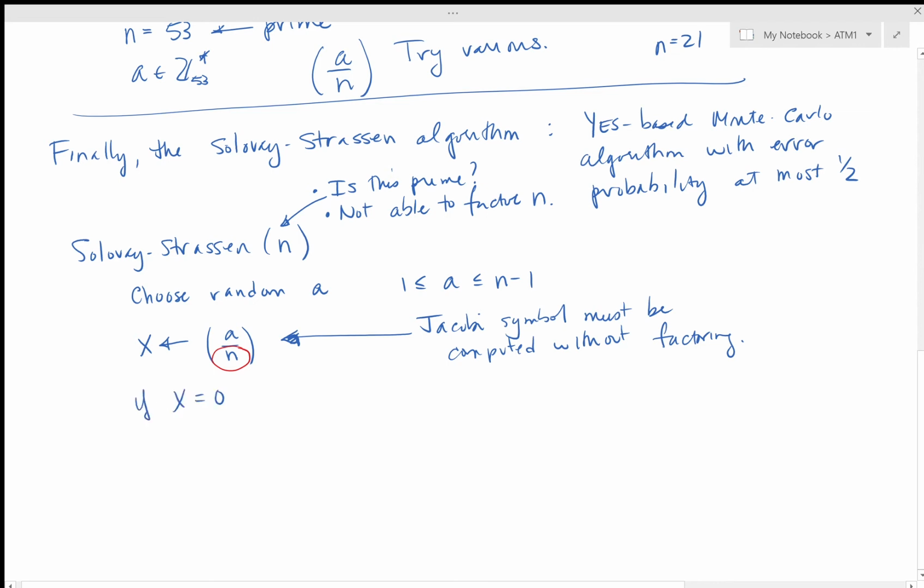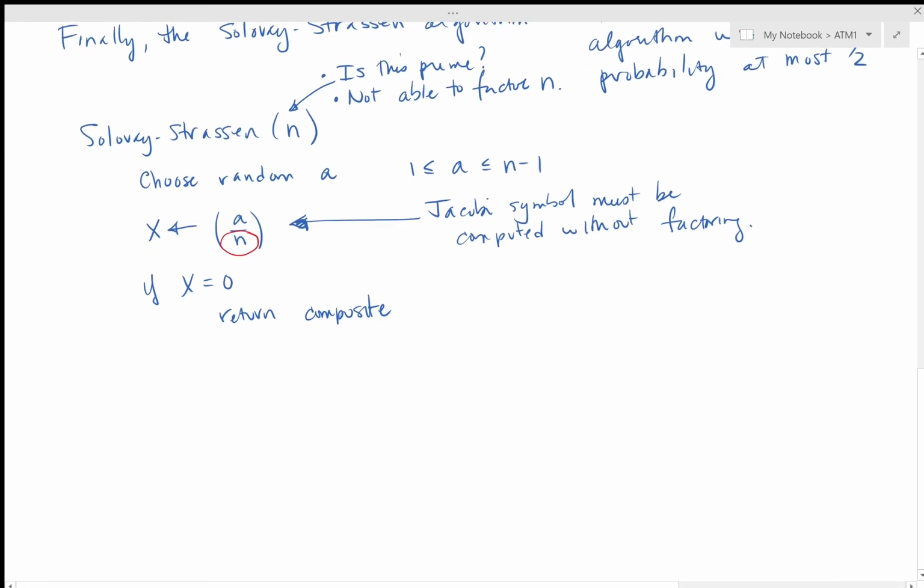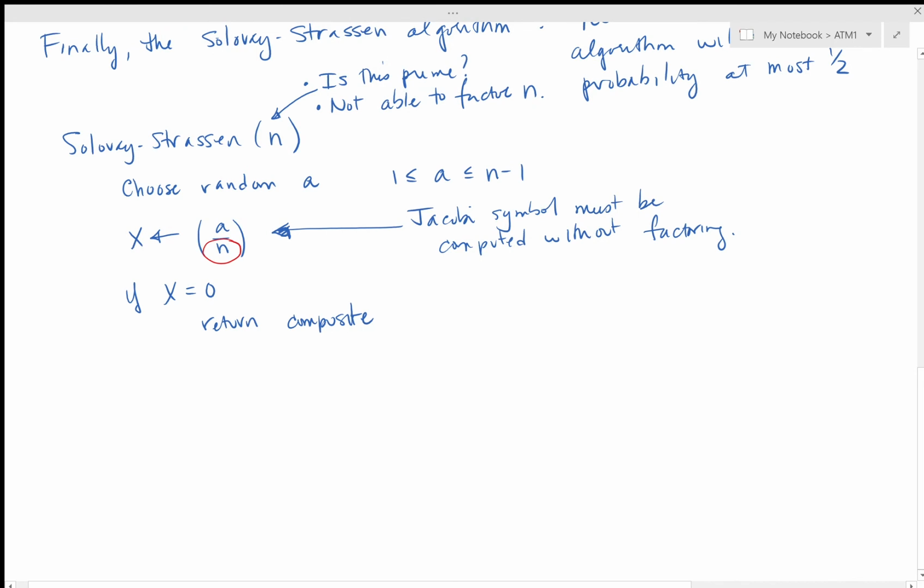Then if X is 0, that's it. It's composite, right? If the Jacobi symbol is 0, that is telling you that n is composite, and that is not going to be an error. So you're done with that number n. You're finished. You randomly selected a number, you did this one step of your algorithm, and you found out the Jacobi symbol evaluates to 0. Therefore, I know that n is composite. I'm finished. So you throw that n out and you pick another n and you try again.